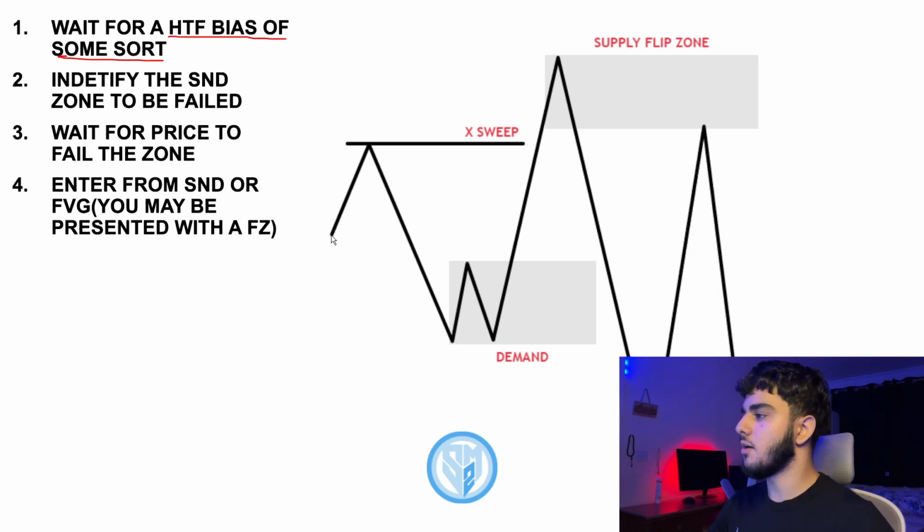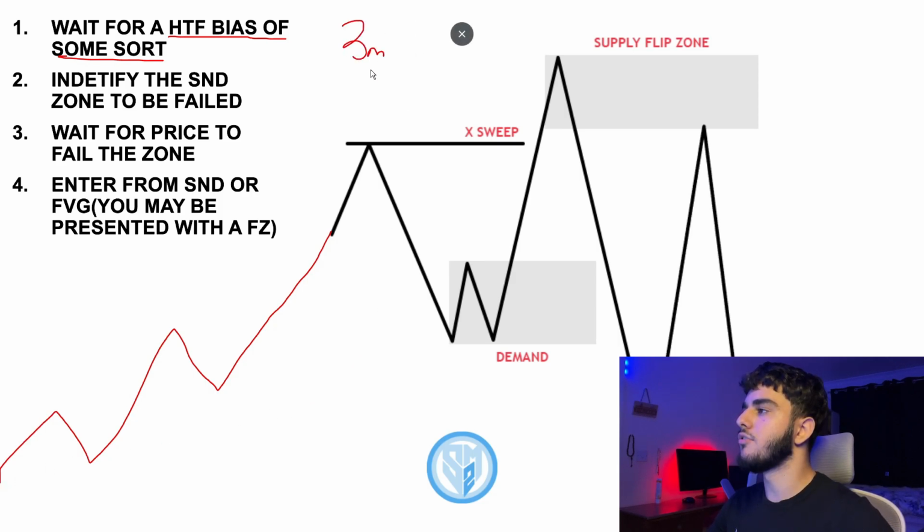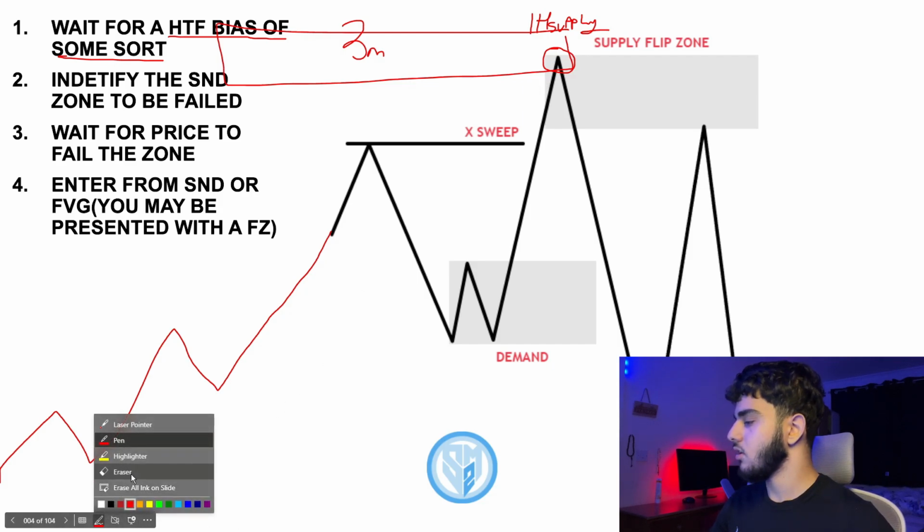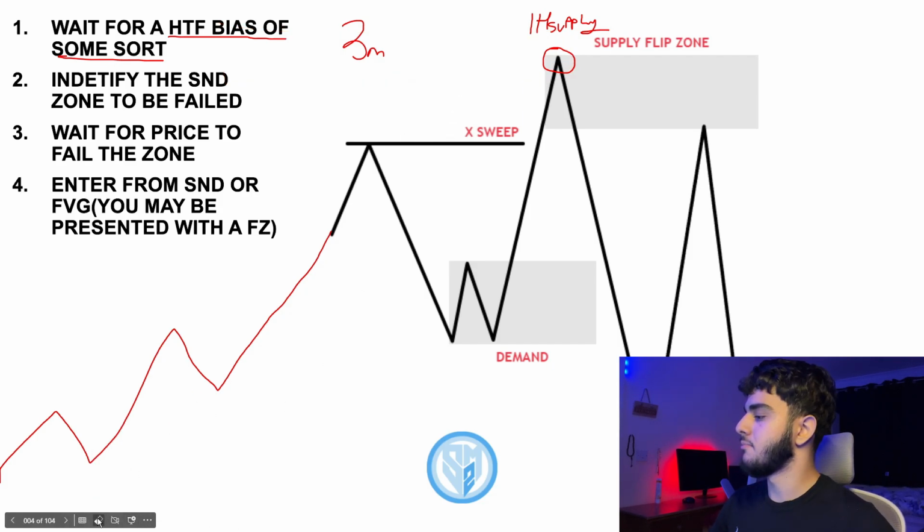Let's just say in this example, if I extend price like this, we're on the 3-minute time frame looking for an entry, and our higher time frame bias is that over here price tapped into a 1 hour supply zone. So where this high is, there is a bigger supply zone which price just tapped into, right? And that is our high time frame bias.